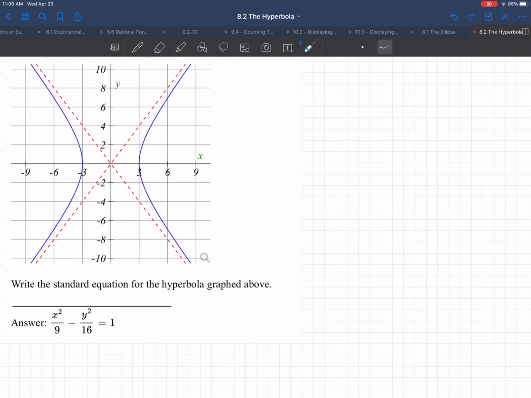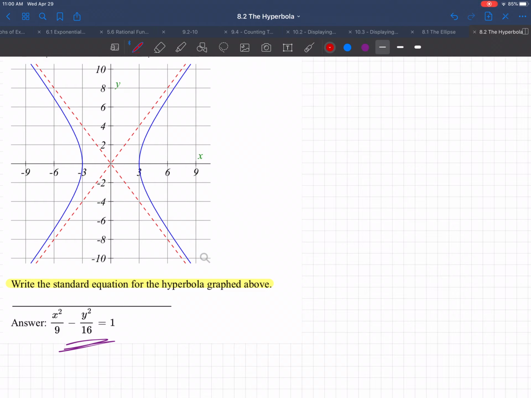Okay, so on this question, they are saying write the standard equation for the hyperbola graphed above. So they want me to go from the graph back to the equation. You can see the answers already here. How did we come up with that answer?